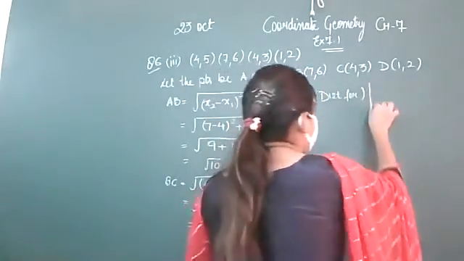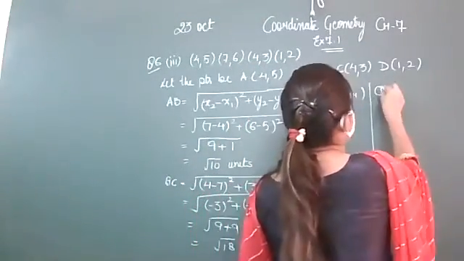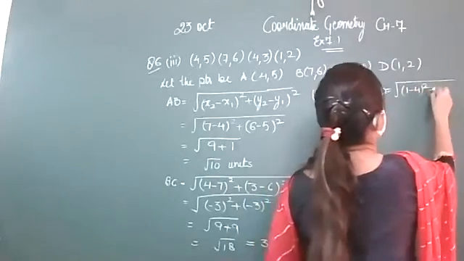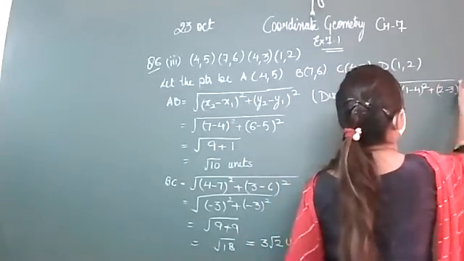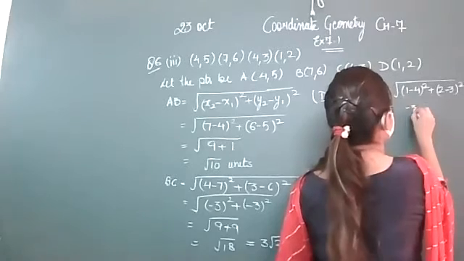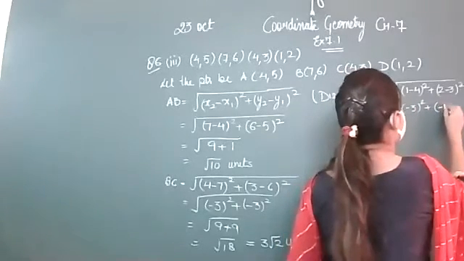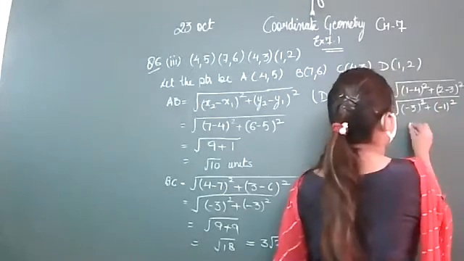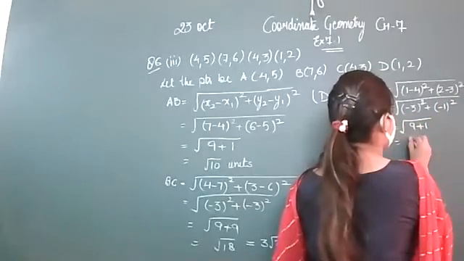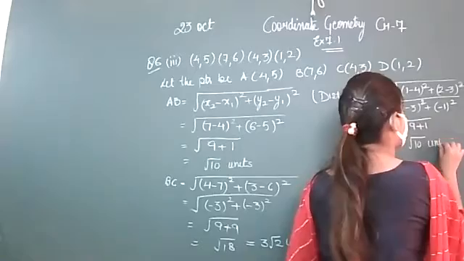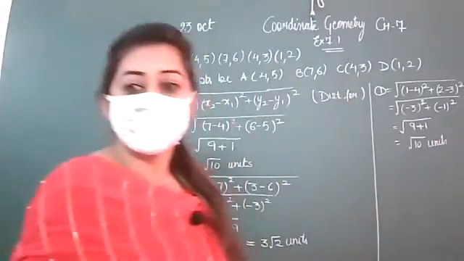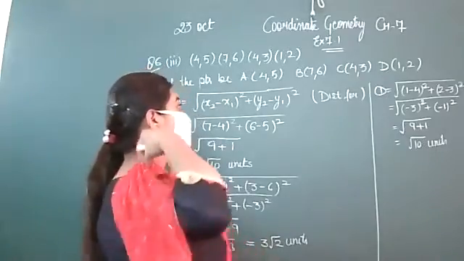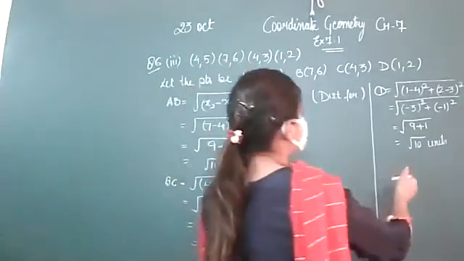Now let's find the another side CD by the same formula. This is your CD. So (1 minus 4) square plus (2 minus 3) square. This will give you (minus 3) square plus (minus 1) square. Again under the root, this will give you 9 plus 1. That is your root 10. It can't be solved further. So the answer is under root 10 units. Now let's find the fourth side, that is your DA.